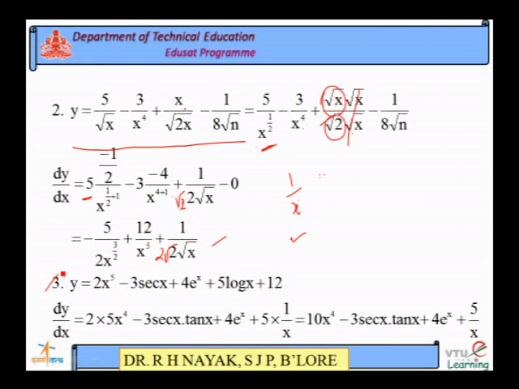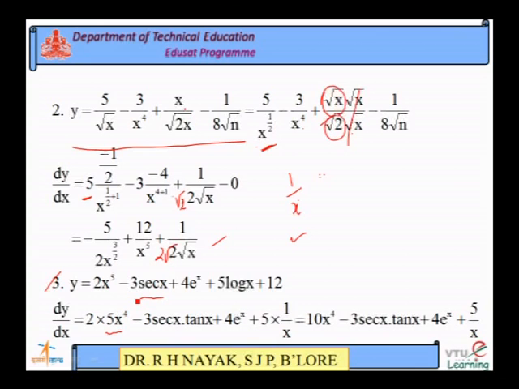2 is taken as it is. Differentiation of x to the power of n is n into x to the power of n minus 1, that is 5 into x to the power of 5 minus 1, which is 4. Minus 3, constant is kept as it is, differentiation of secant x is secant x into tan x. Plus 4 e power x, keep 4 as it is, differentiate e power x. Plus 5 log x, keep 5 as it is, differentiation of log x is 1 divided by x. 12 is a numerical constant whose derivative is 0.